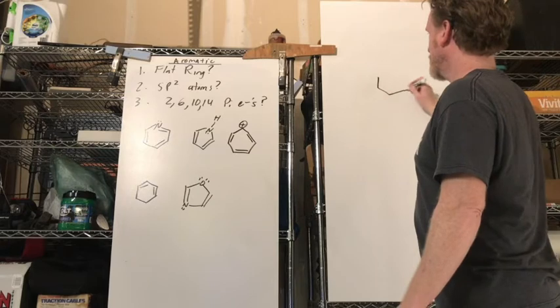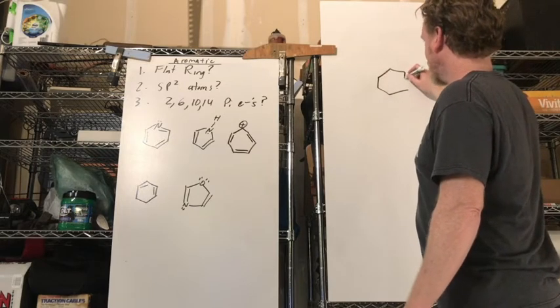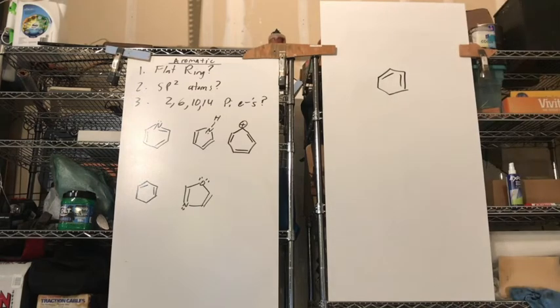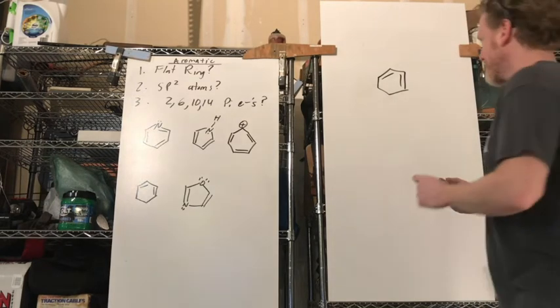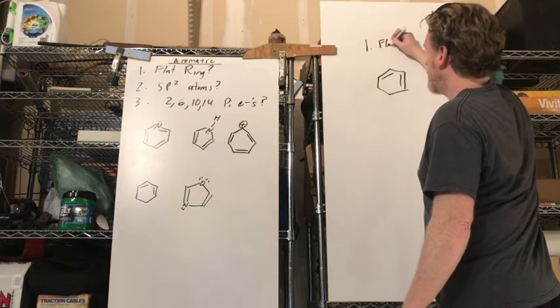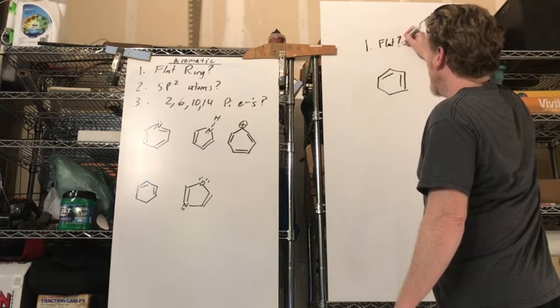This next one's actually really easy, but some people might get tricked on it in the future. I don't think you'll get tricked by it now, but after you've done a bunch, you sometimes forget to just slow down and ask the right questions. So can this be a flat ring? I think so, sure.